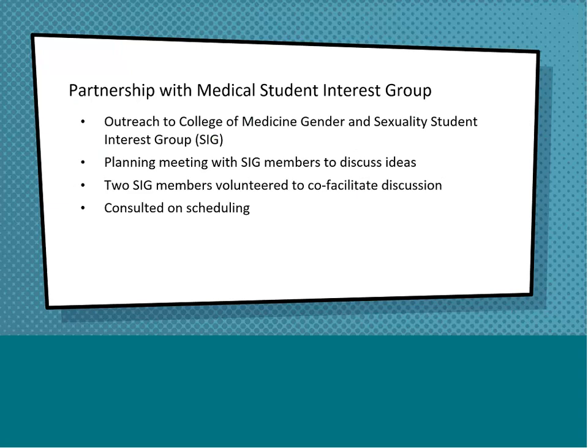One thing that we did was we reached out to partner with a medical student group since they were one of our key audiences for this book club, probably our key audience. So our College of Medicine has a number of student interest groups on different topics, and they have a student interest group on gender and sexuality. So it seemed like a natural fit to partner with them. So I reached out to them, just emailed their leaders and said, I'm thinking of doing this book club on this topic, and what do you think? And I got an enthusiastic response from them.